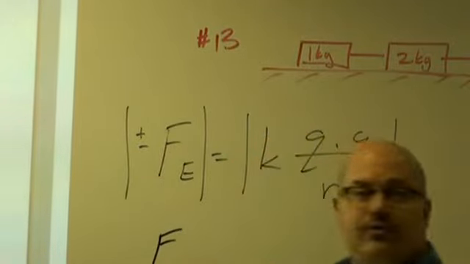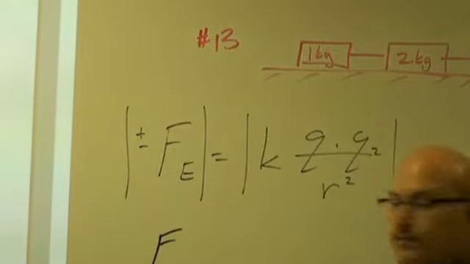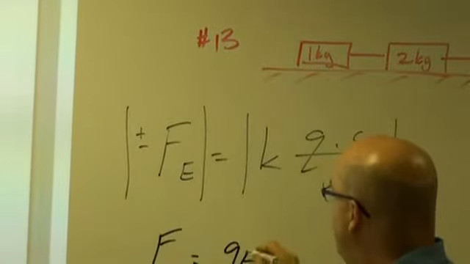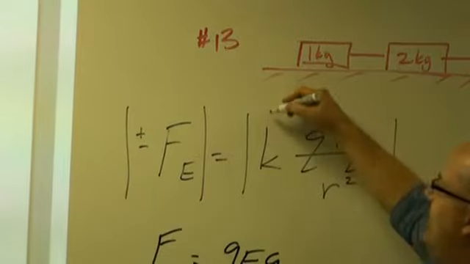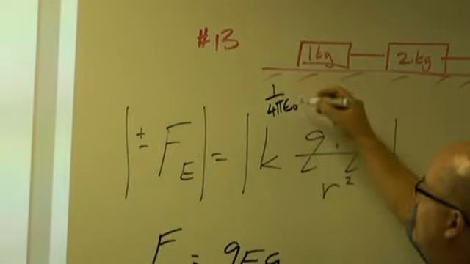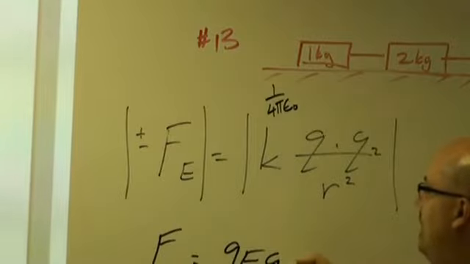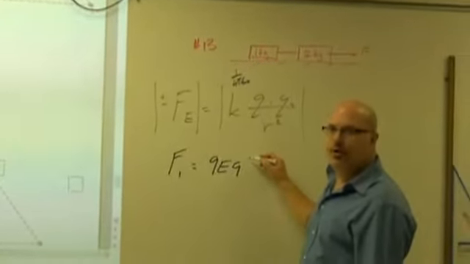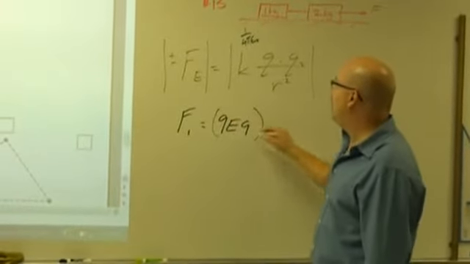Okay, this is the force from charge number 1. K is 9E9, and by the way, don't forget, K could be written 1 over 4 pi epsilon naught, right? But it's the same number. 9E9 Newton meters squared per Coulomb squared, right? I'm just going to write the number.